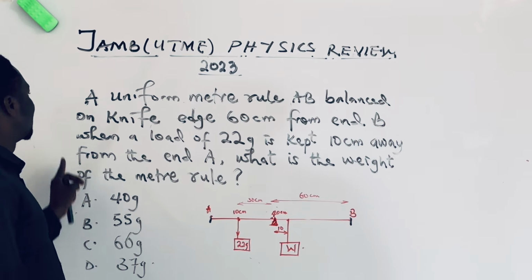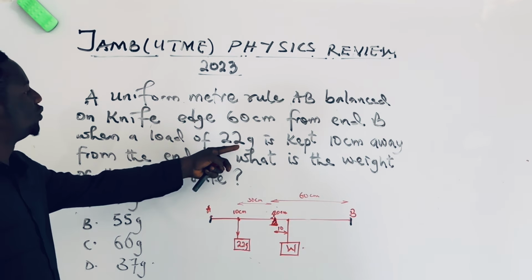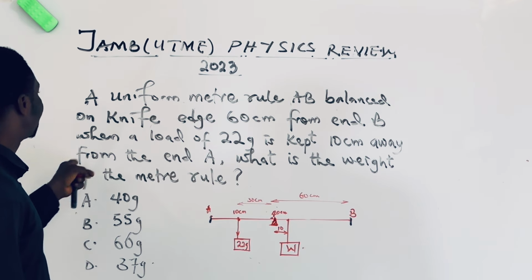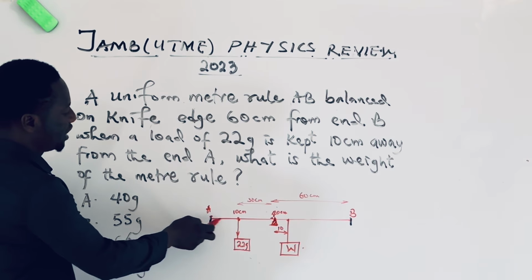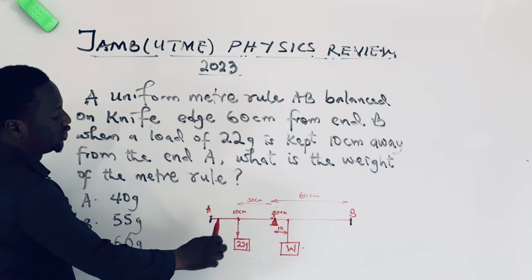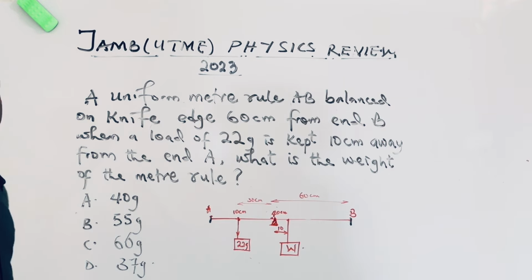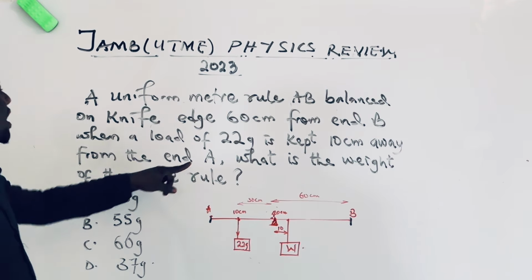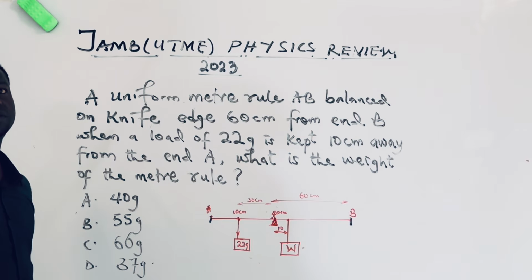What is the weight? That is, when a load of 22 is kept 10 centimeters from end A, from here to here we have 10. At this position 10, a load of 22 is hung on this rod. We are to find the weight of the meter rule.